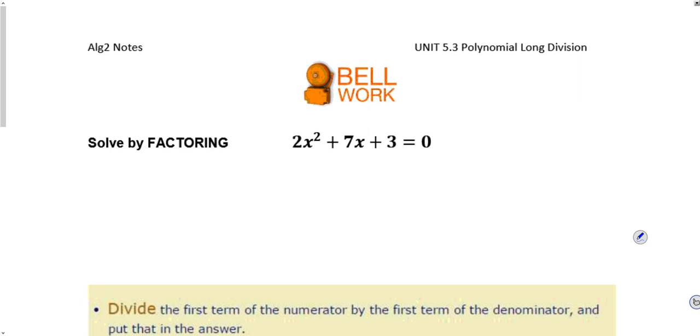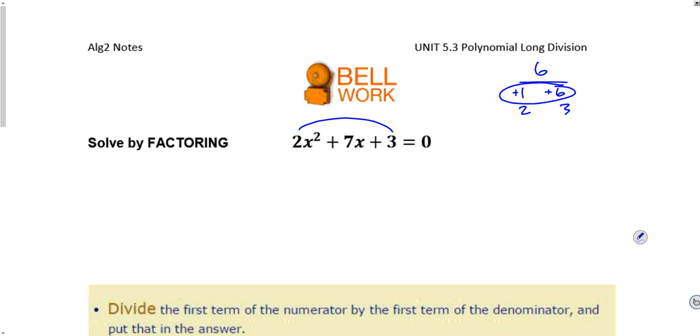When we start off a complex, we multiply the first with the last, so we get 6. We make the list, 1 and 6, 2 and 3. We're trying to make 7, so the only one that can make 7 is this one. And then everything's positive there, so this has to all be positive also.